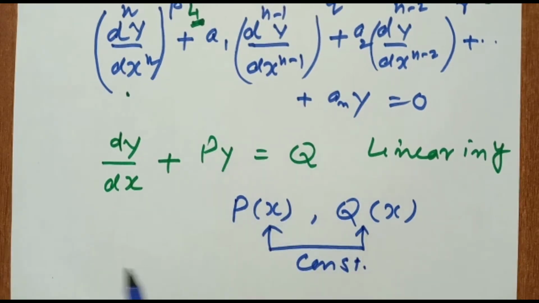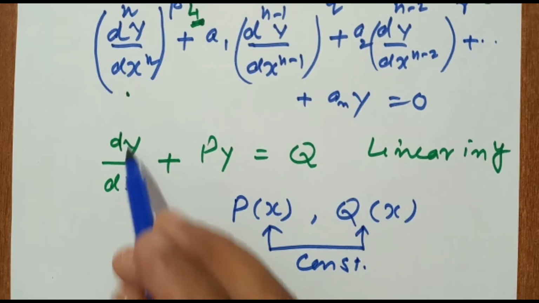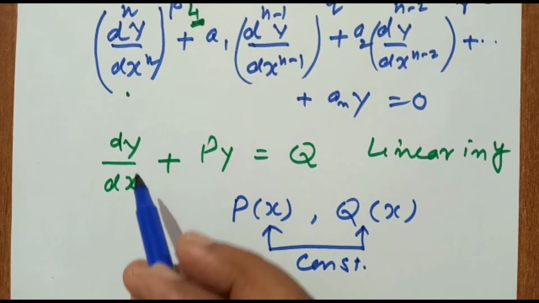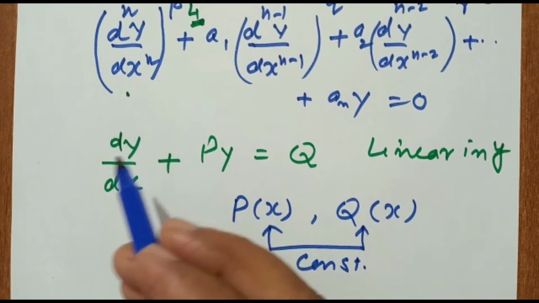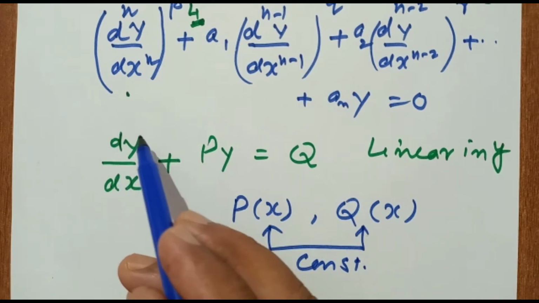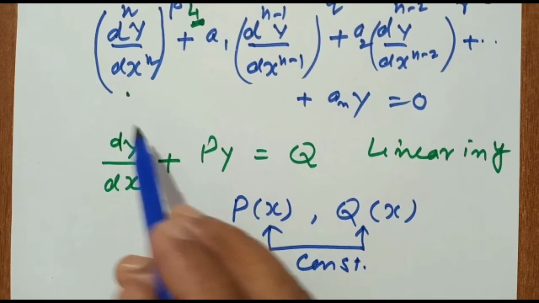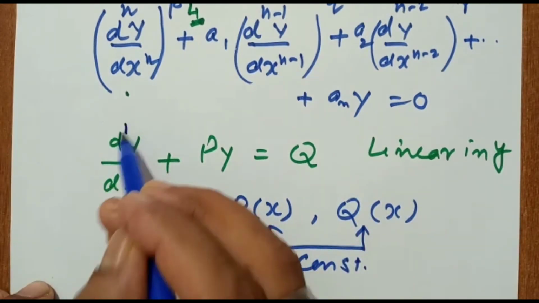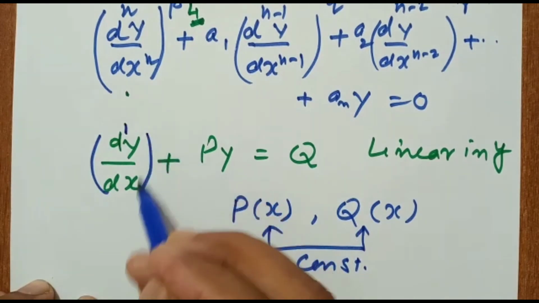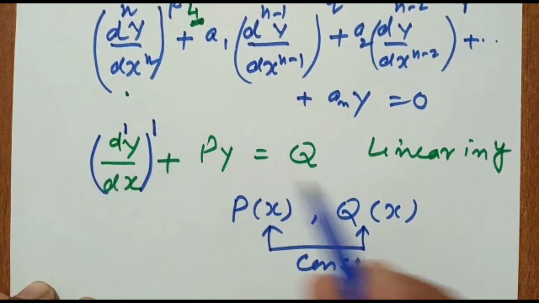So a differential equation of the form dy by dx plus py is equal to q, where p and q are functions of x or constants. You see y is dependent and x is independent. How many times is y differentiated? Only one derivative is contained in this differential equation. So the order is 1 and the degree is 1. This is called linear.